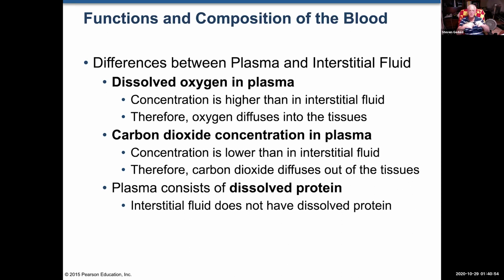So plasma also consists of what's called dissolved proteins. Those are the proteins we talk about in the plasma. Interstitial fluid has no dissolved proteins. Okay, so you need to know the differences between interstitial fluid and plasma as far as oxygen content, CO2 content, and your dissolved protein content. Okay. So oxygen is higher in the bloodstream, lower in the interstitial fluid. CO2 is higher in the interstitial fluid, lower in the bloodstream. The bloodstream, the plasma, consists of dissolved proteins. Interstitial fluid has no proteins.